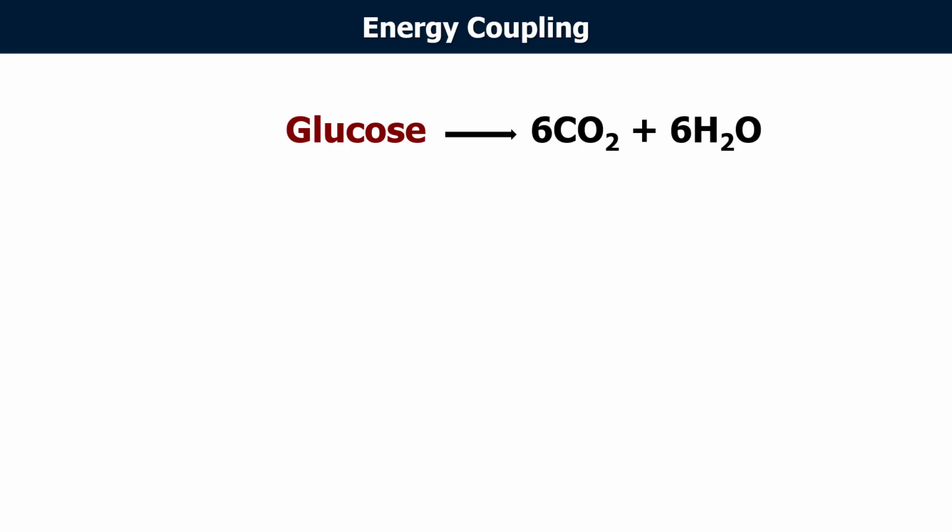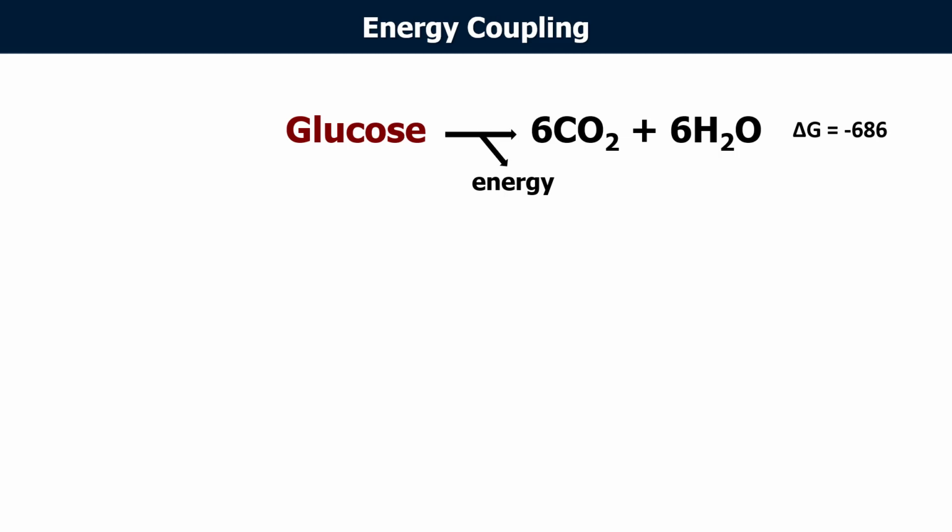A cell can break the glucose, the Z, down into carbon dioxide and water. And doing that will release energy. In fact, I'm going to go ahead and give you the delta G for this. It's a good number to know. The delta G for the breakdown of glucose into carbon dioxide and water is negative 686.